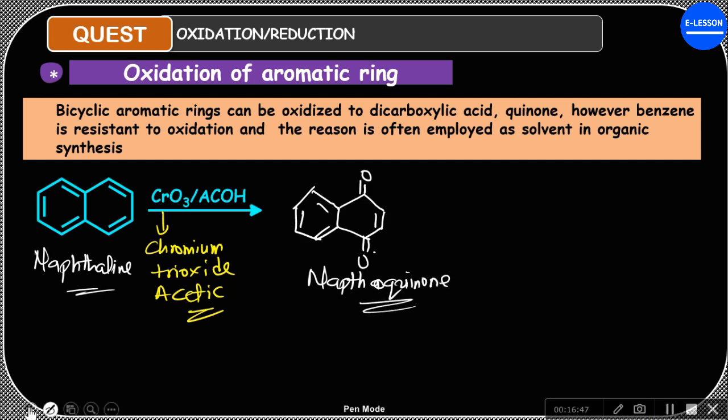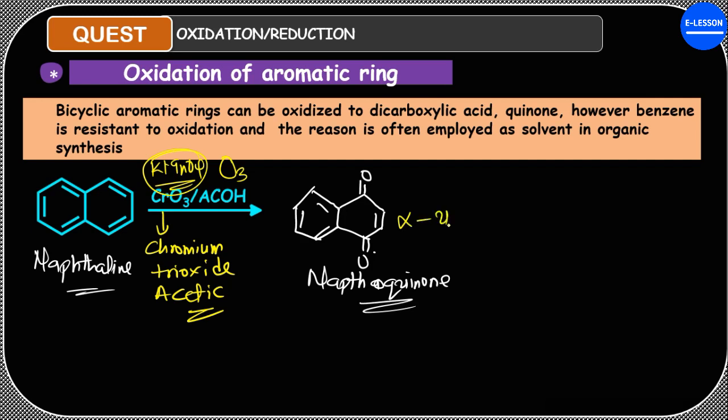Now, another thing I want you to recall, we said that when naphthalene reacts with KMnO4 or reacts with ozone, it cleaves to form phthalic acid. But when it reacts with chromium trioxide in acetic acid, it forms an alpha beta unsaturated ketone, but in this case an alpha beta unsaturated diketone, because naphthalene has two double bonds. If it were one double bond, it would become an alpha beta unsaturated ketone.